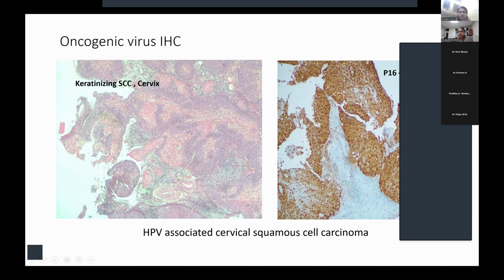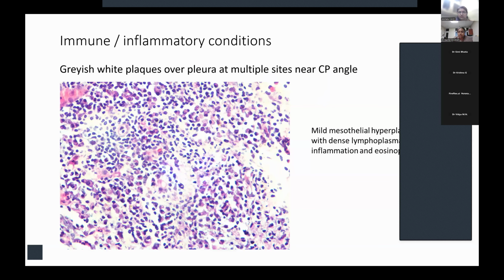Another interesting case of a miscellaneous use of IHCs which we have come across. This was actually a pleural biopsy in a patient who presented with pleural effusion on evaluation for some gynec problems. And the biopsy actually showed sheets of plasma cells and also lymphoid aggregates along with a mild eosinophilia. And when we proceeded with the IHC for IgG4, we had to do the CD138 IHC.